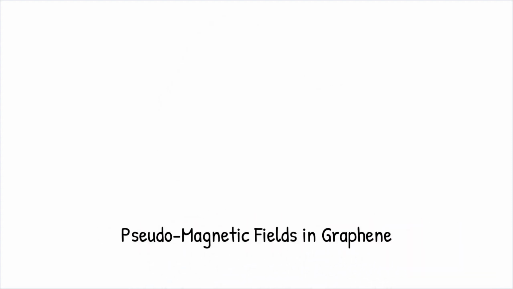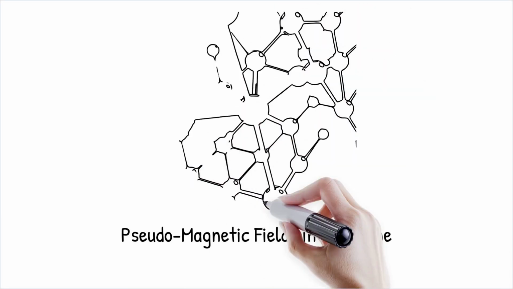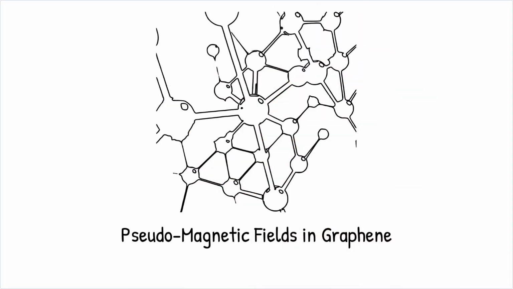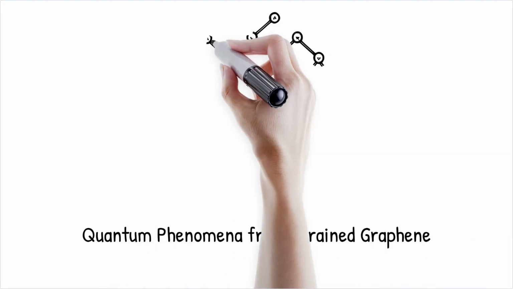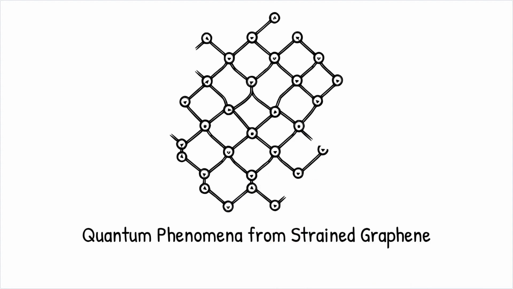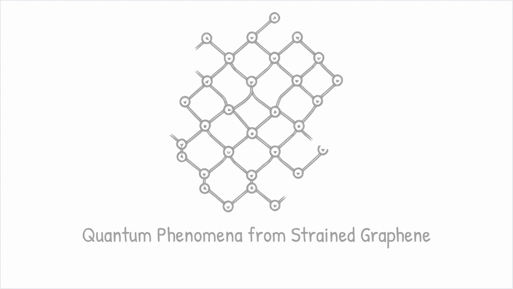In graphene, applying strain alters the alignment of carbon atoms, creating pseudomagnetic fields that affect electron motion. These fields are not real magnetic fields, but arise from the distortion of graphene's honeycomb lattice, which changes how electrons interact with the material. The result is the emergence of Landau levels, discrete energy levels typically associated with electrons in a magnetic field, leading to novel quantum phenomena like localized states and valley polarization.